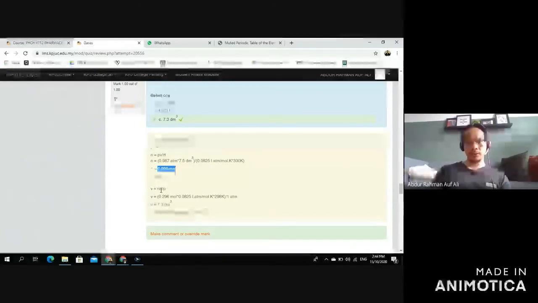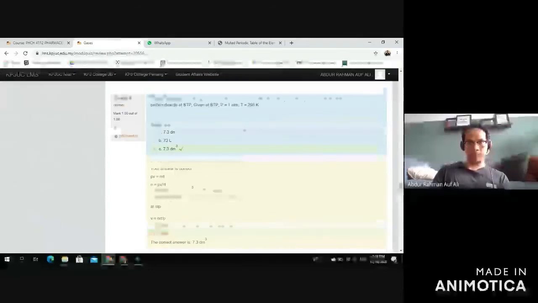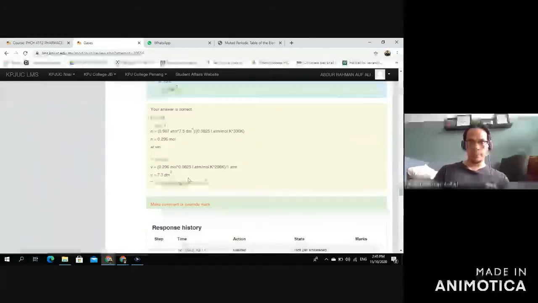So, V equals nRT over P. We know n here, we calculated earlier, is 0.296 mol, multiplied by R, which is a constant 0.08205, multiplied by temperature. The temperature at STP I have already included here, I gave 298 Kelvin. And you have to divide by pressure. Pressure at STP is 1. So you solve this in a calculator, and you will get the volume is 7.3 decimeter cubed.